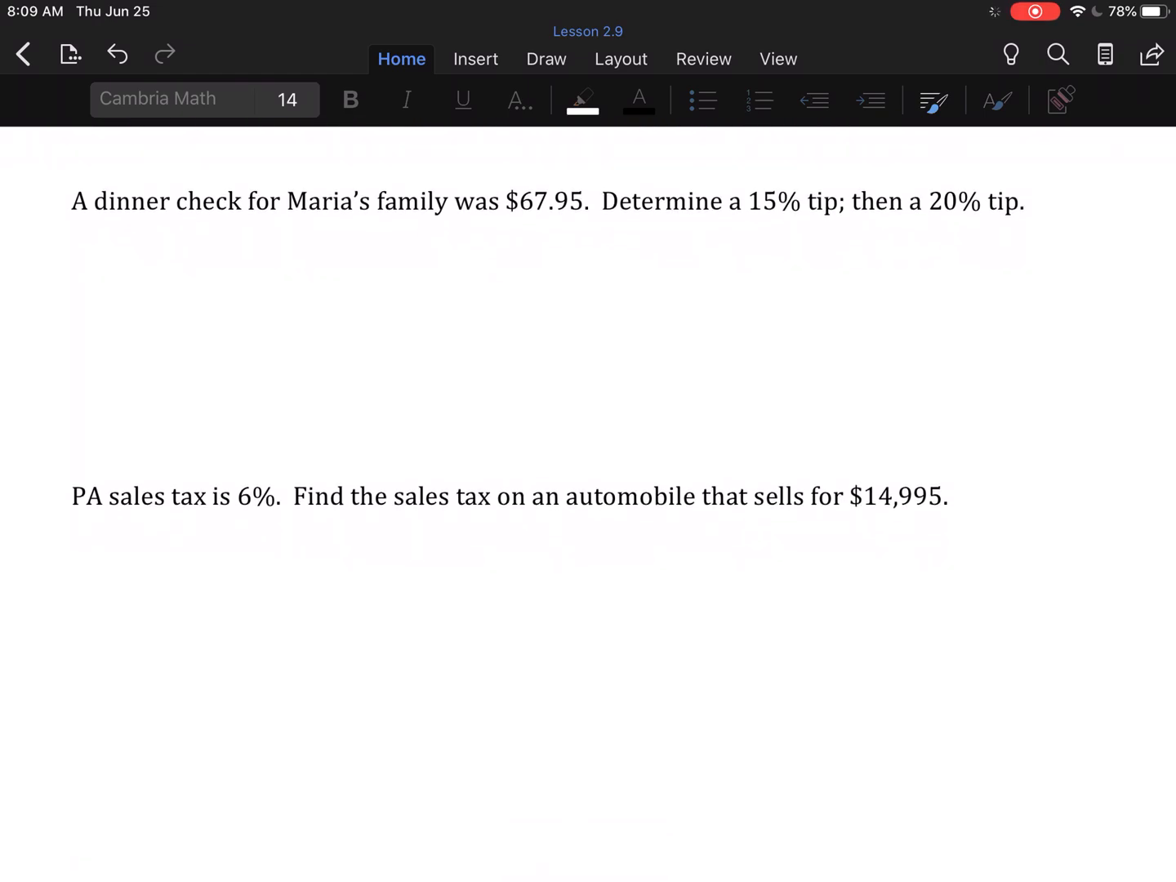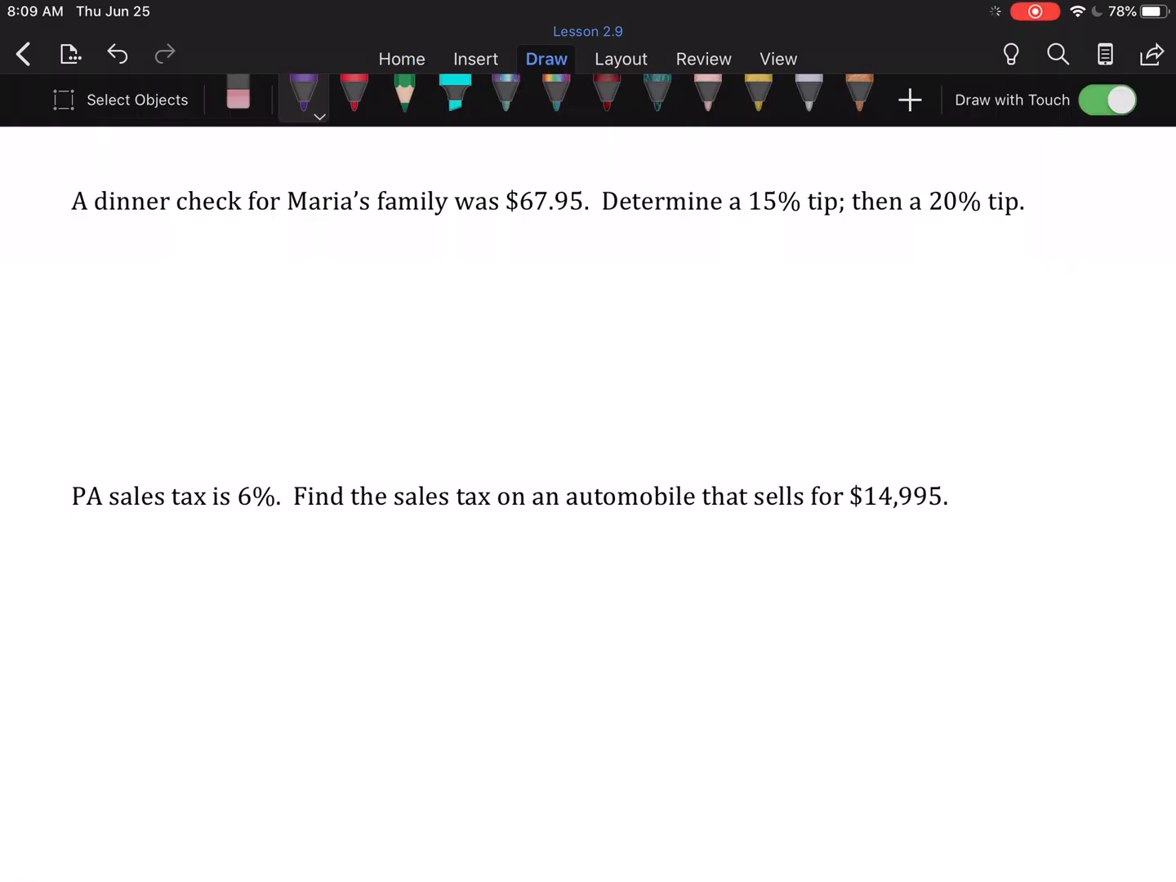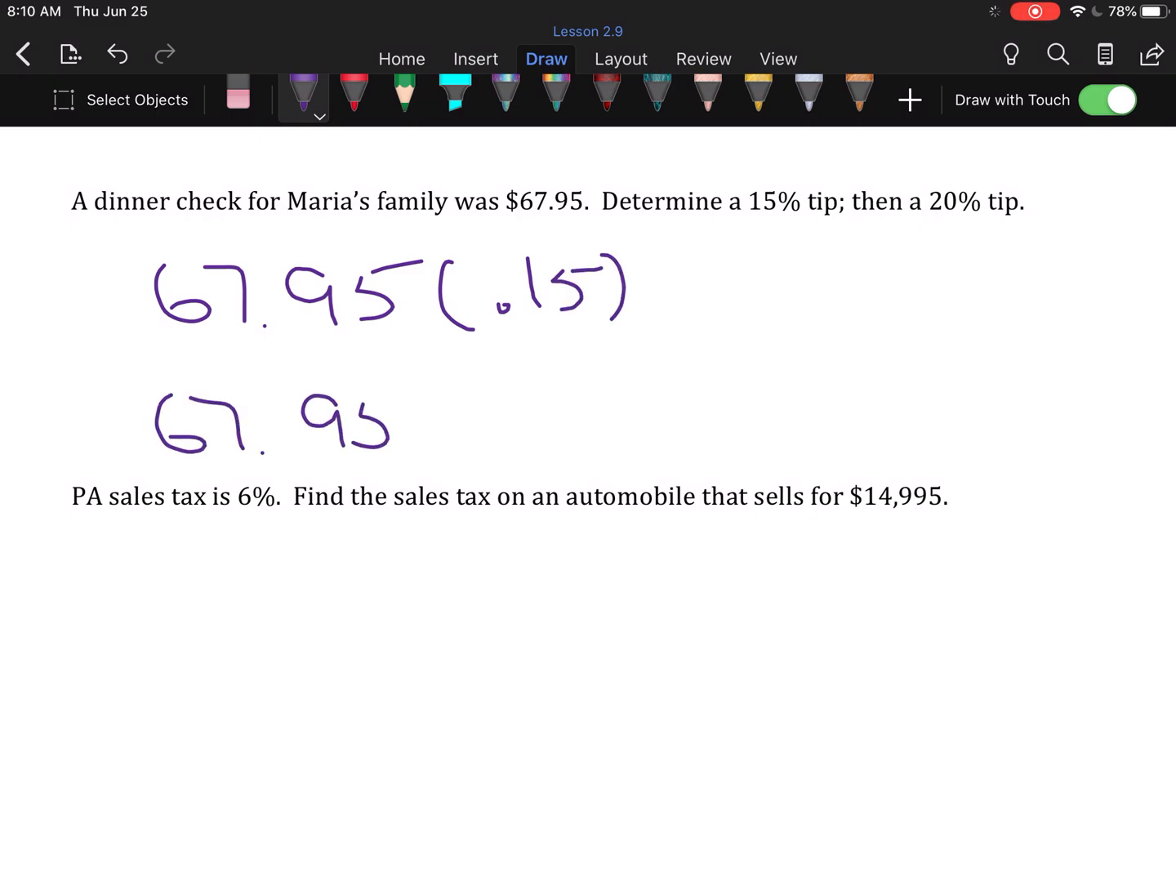A dinner check for Maria's family was $67.95. Determine a 15% tip, then a 20% tip. Tip is easy. Okay? Since we're just determining the tip, we're going to do the cost of the meal times the percentage as a decimal. So we'll do it for 15%. We'll do it for 20%. Okay, it's the cost times the percentage as a decimal.